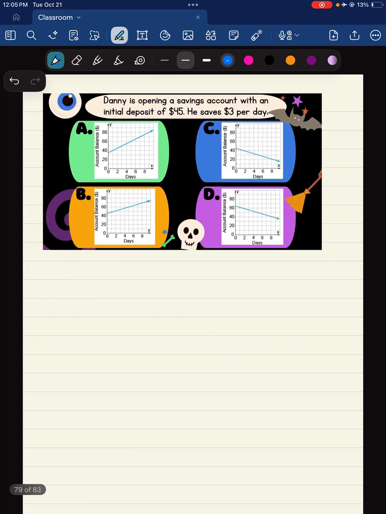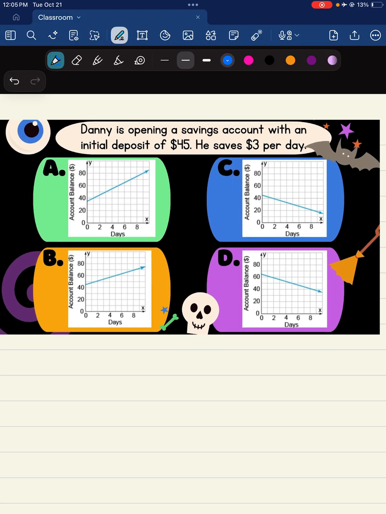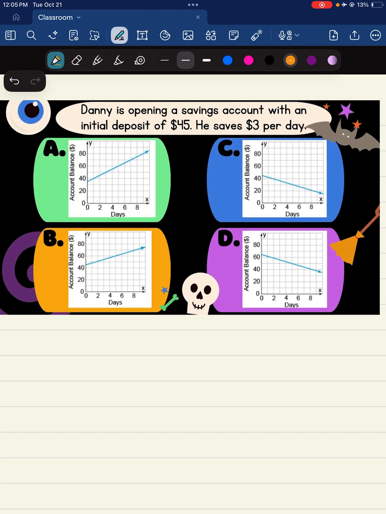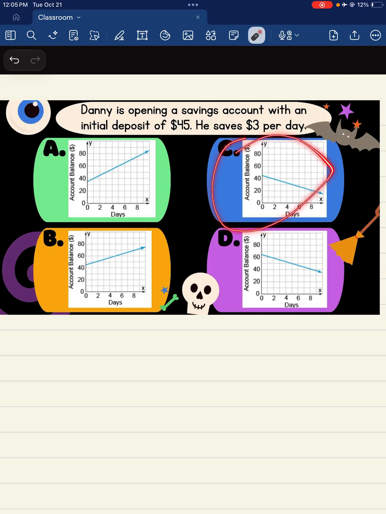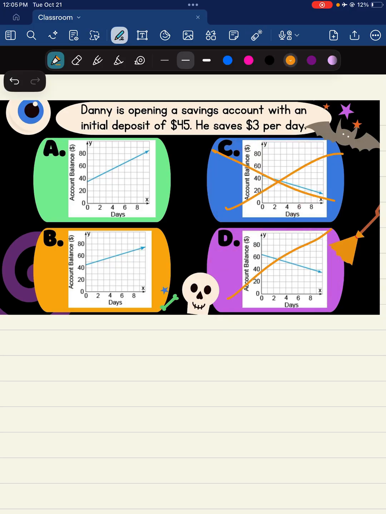All right. Next question here. It says Danny is opening a savings account with an initial deposit of $45. He saves $3 per day. So immediately we know, is he gaining money or losing money? He's gaining money because he's saving money. So we immediately know that these two graphs right here with negative slopes would be wrong because we're not losing money. So that would be wrong and that would be wrong.